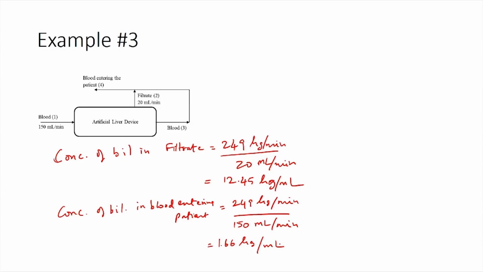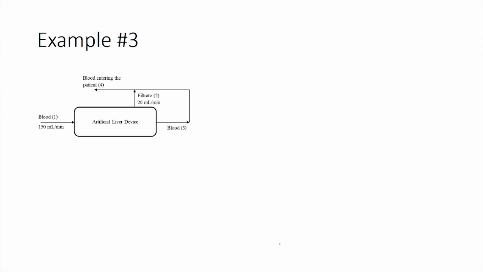So, this would be the concentration of bilirubin which is entering the patient. Now, we need to perform these calculations for estimating the concentration of albumin. For this, we would have to perform an albumin balance. Let us start with the albumin balance here. Albumin balance would again have the same terms, which would be input minus output plus generation minus consumption equals accumulation. At steady state, there is going to be no accumulation.